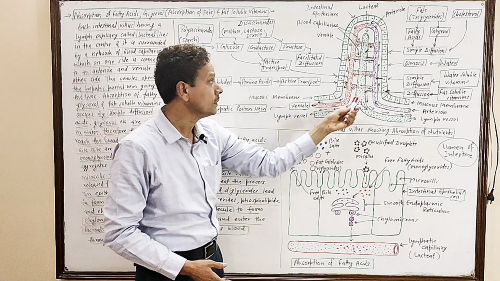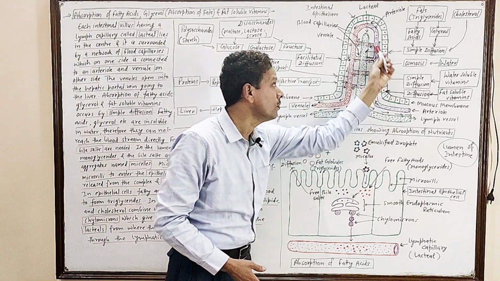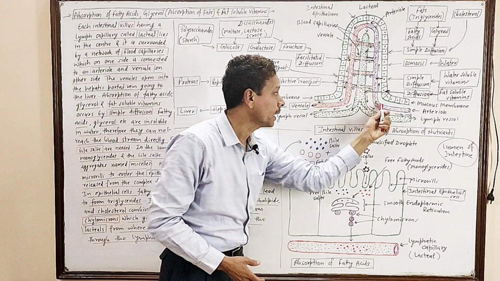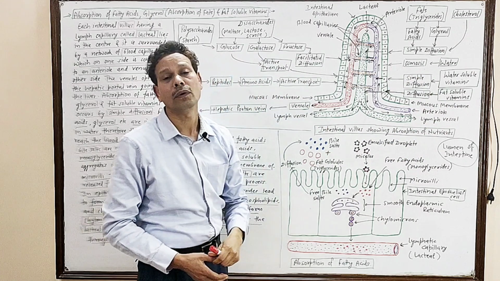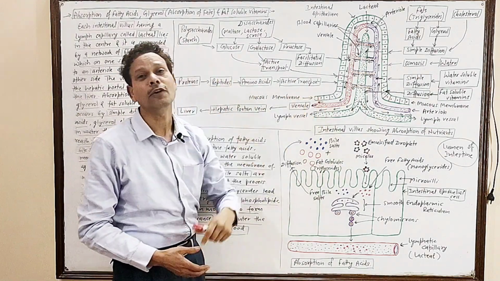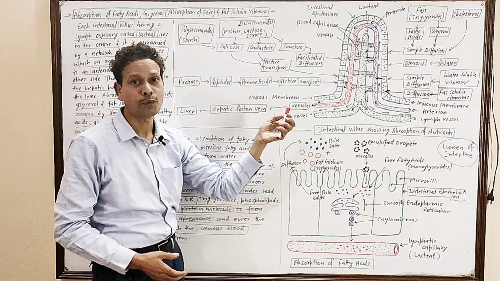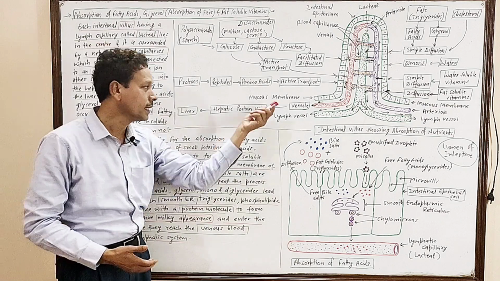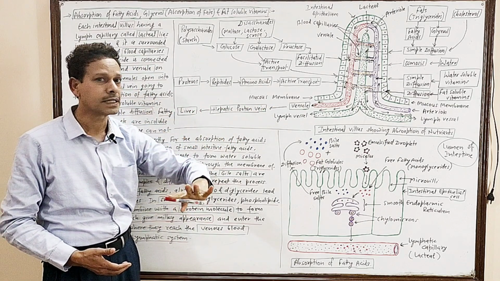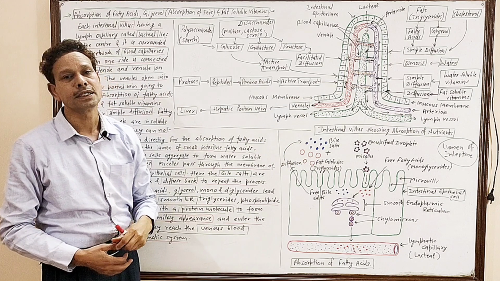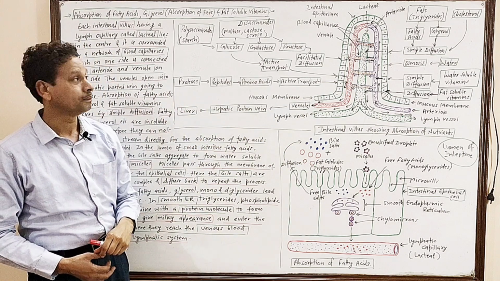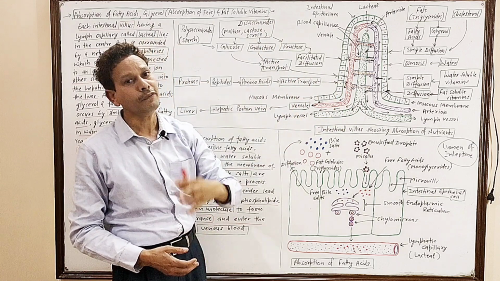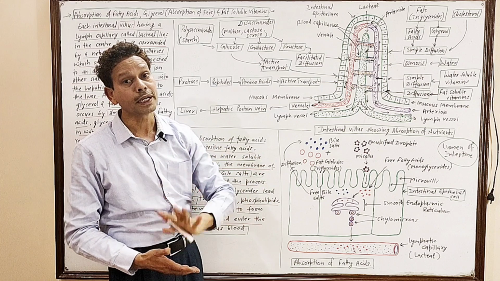lacteal. This lacteal lymph vessel is surrounded by a network of blood capillaries, which on one side is connected by an arteriole and on the other side by a venule, and this vein finally opens into the hepatic portal vein, and this hepatic portal vein carries blood along with nutrients to the liver. This is the basic mechanism of absorption of different types of nutrients in our intestine.